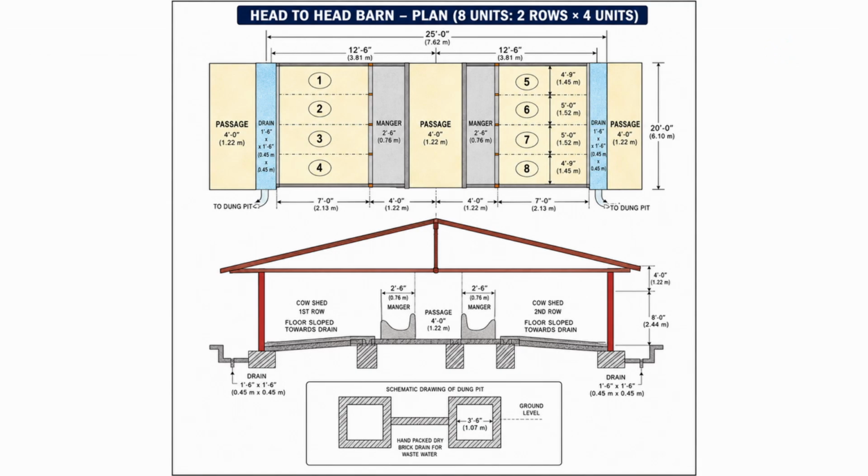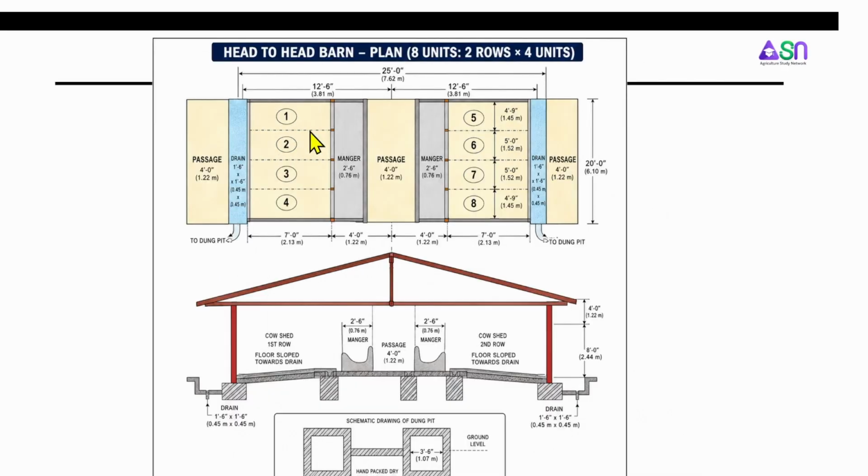Similarly, we can see the plan and section of a head to head barn. This is just an illustration that houses 8 cows. Components like feeding alley, manger, cow stalls with good slope, waste management, and many other systems are given here. Dimensions of some components are similar to that of tail to tail housing, so it's easier to understand here as well. Now we have come to the end of this topic.